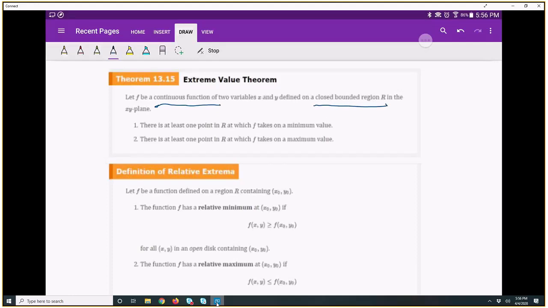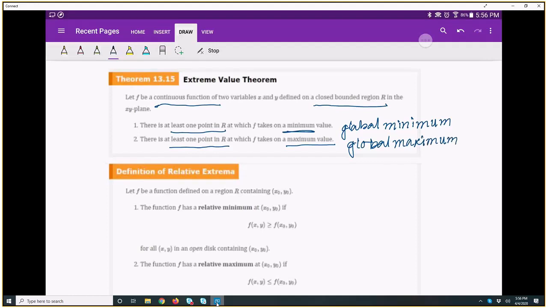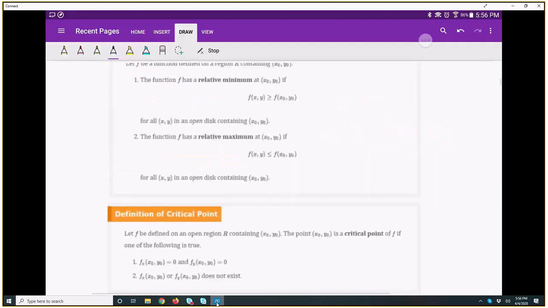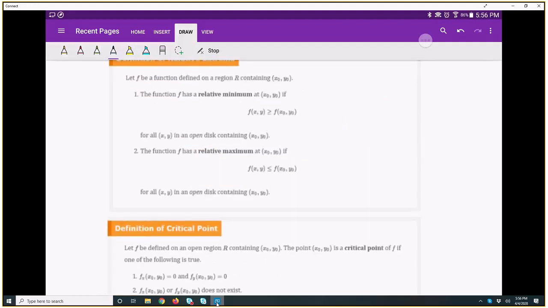Then we know that there is at least one point in this region R where the function takes the minimum value of all other points, and there is at least one point in this region where the function takes the maximum value. This minimum is called the global minimum, and the maximum value is called the global maximum value. Now, global maximum and global minimum are not necessarily the same thing as relative maximum or relative minimum. There could be functions where there is no global maximum or global minimum, but multiple relative maximums and relative minimums.